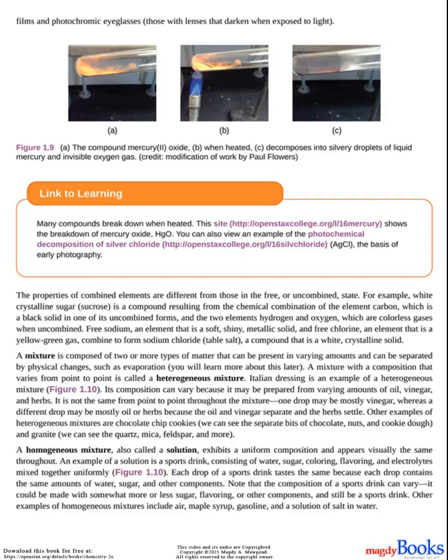Other examples of heterogeneous mixtures are chocolate chip cookies, where we can see the separate bits of chocolate, nuts, and cookie dough, and granite, where we can see the quartz, mica, feldspar, and more.